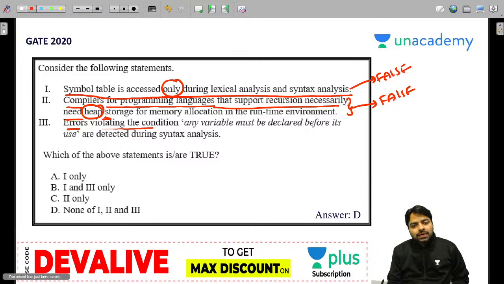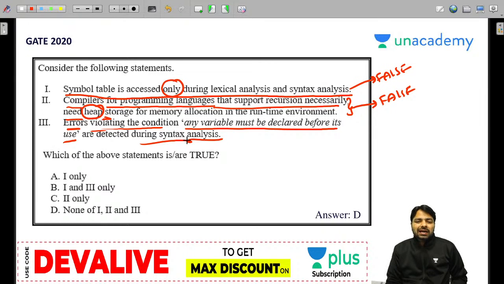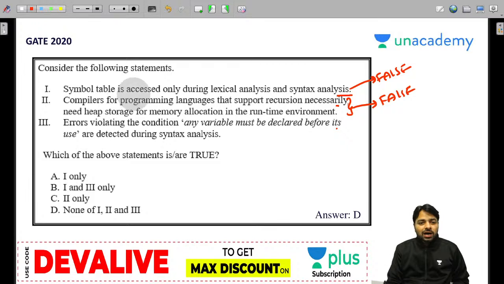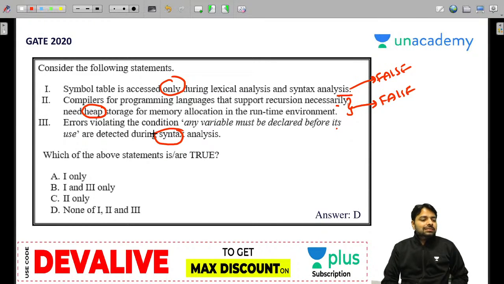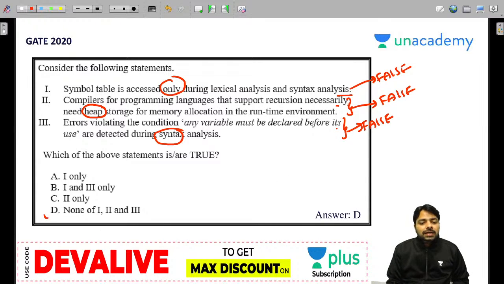Errors violating the condition that any variable must be declared before its use are detected during syntax analysis. Guys, this is a word here. Look at the words which make this statement. Here the word "only" is there, here heap is there, here syntax. Actually that is semantic analysis. So this is also false.